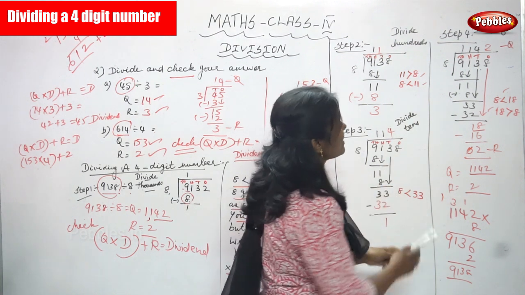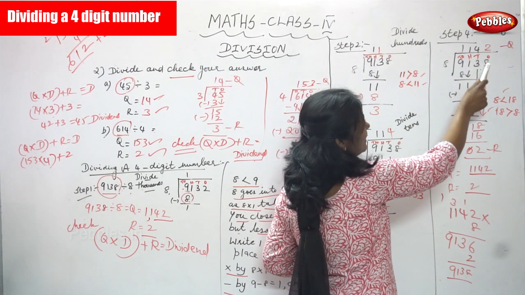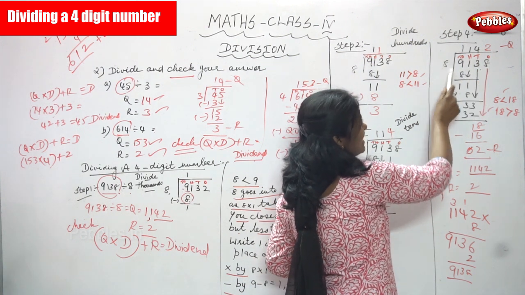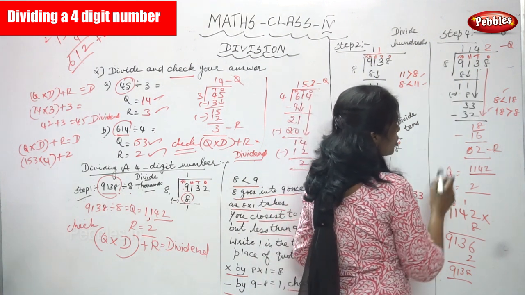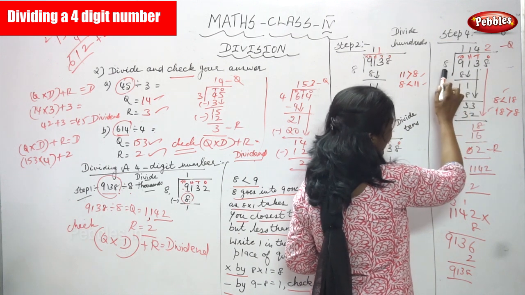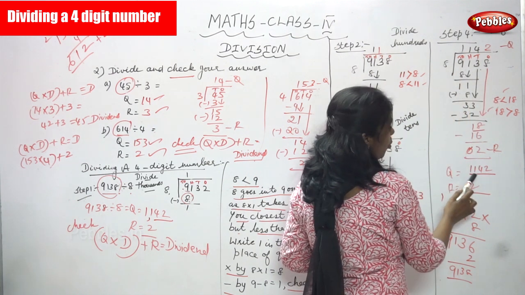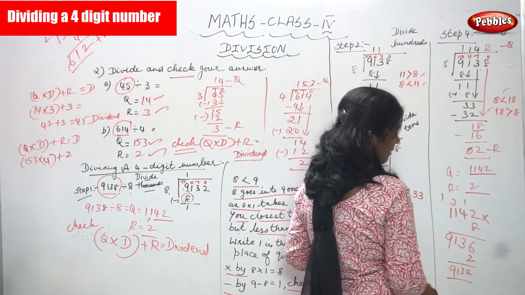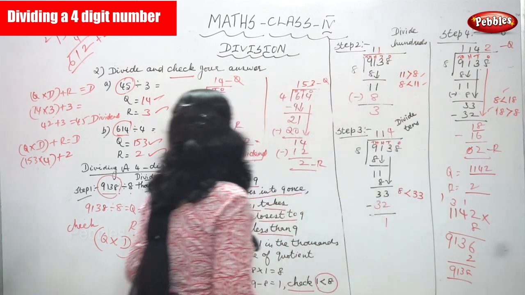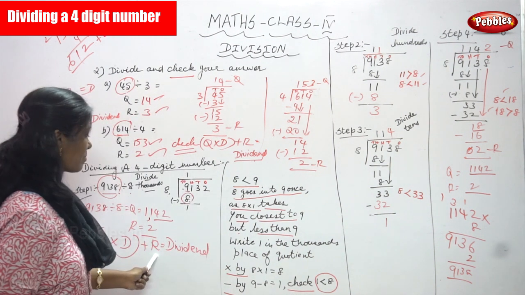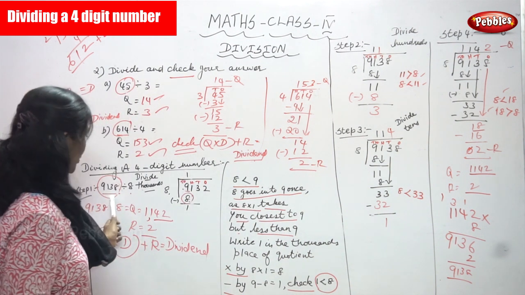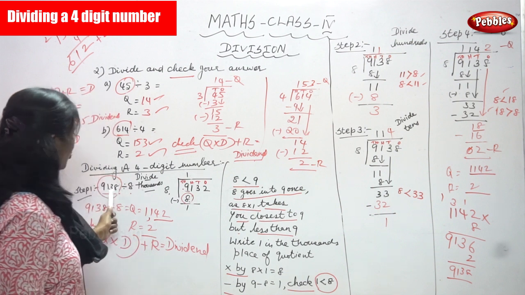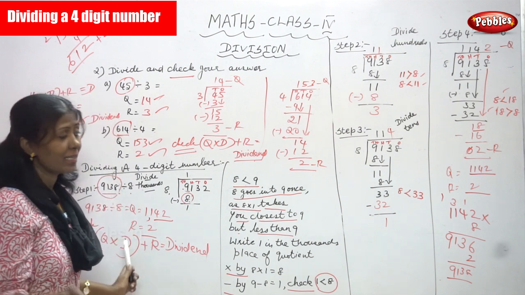Actually, the dividend is 9138, the divisor is 8. So 9138 is divided by 8, you can get the quotient 1142, remainder is 2. So check method, I've told you, quotient into divisor plus remainder, you can get the dividend. That means the question, that means 9138. If you get that, the answer is correct.